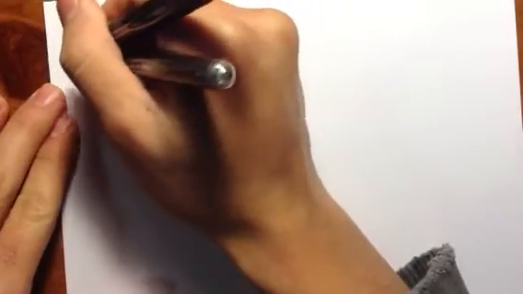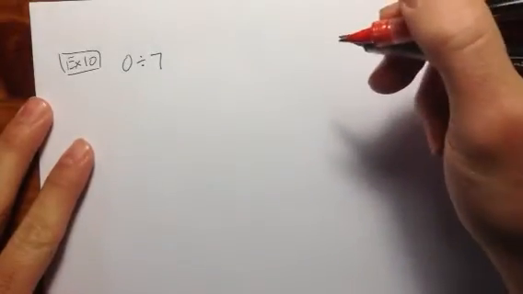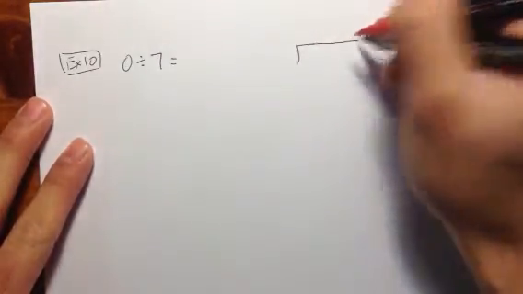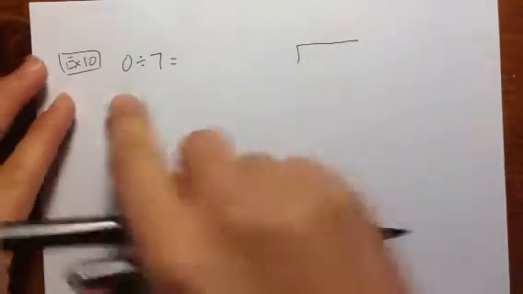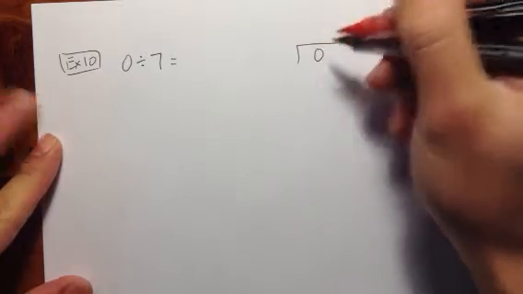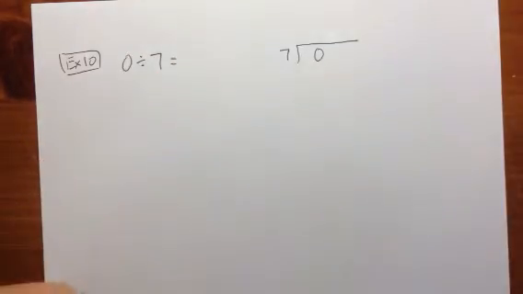Okay, so I will first do example number 10, which is 0 divided by 7. Example 10, 0 divided by 7. I am still going to use the long division. So, draw the long division symbol. 0 is the first number, put it inside. 7 is the second number, put it outside.